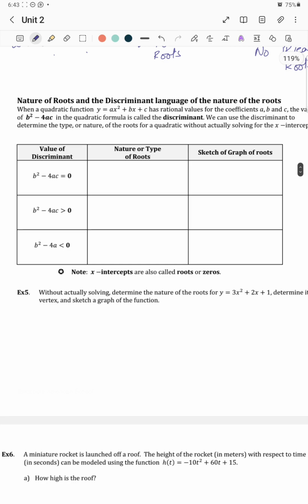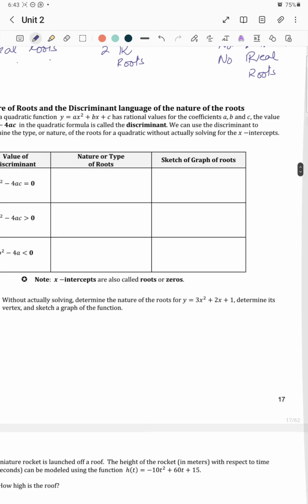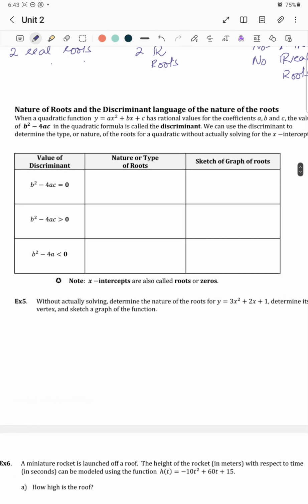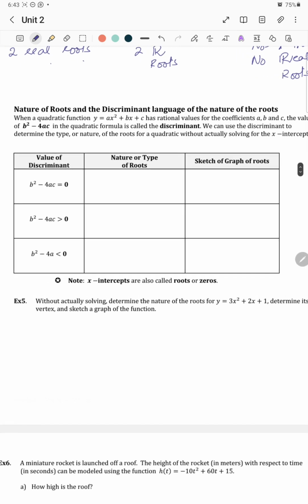So when a quadratic function y is equal to ax square plus bx plus c has rational values for the coefficients a, b, c, the value of b square minus 4ac in the quadratic formula is called the discriminant. This is called discriminant. We can use this discriminant to determine the type or the nature of the quadratic roots by solving for the x-intercept.